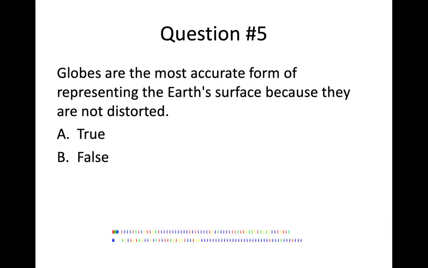Question number 5. Globes are the most accurate form of representing the Earth's surface because they are not distorted. True or false? That answer is true, because again, globes are circular three-dimensional objects, which mimic the representation of Earth in just a smaller scale. A globe is just the actual picture of Earth shrunken down.